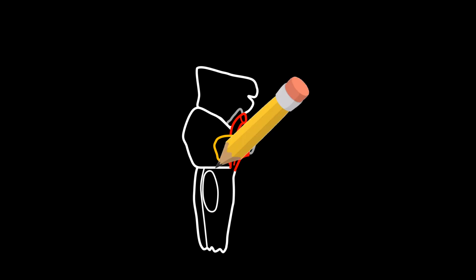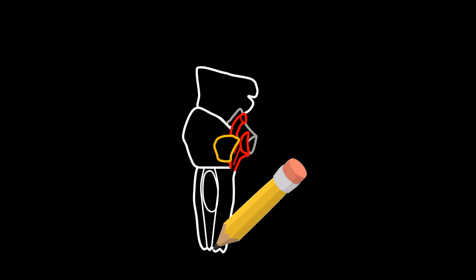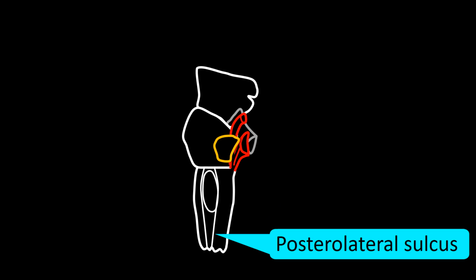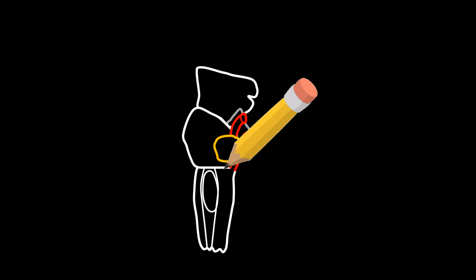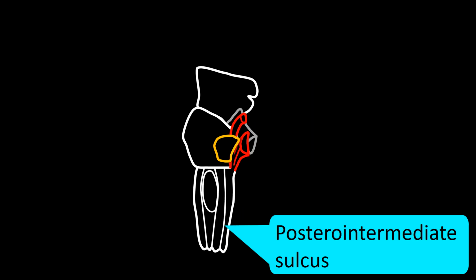Just behind the olive, still in the medulla oblongata, draw another line going down. This line represents the posterolateral sulcus, nicknamed the post-olivary sulcus, and a short distance behind, yet another line. This line is called the postero-intermediate sulcus.